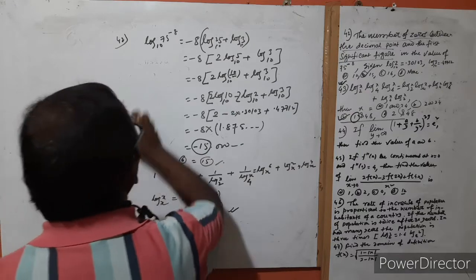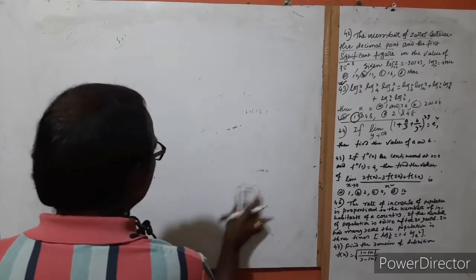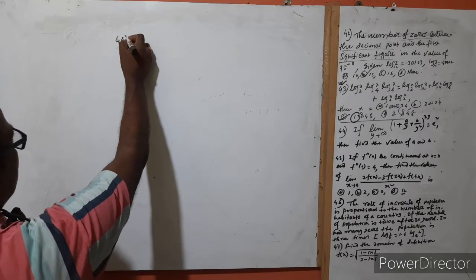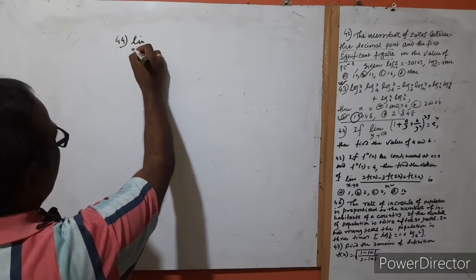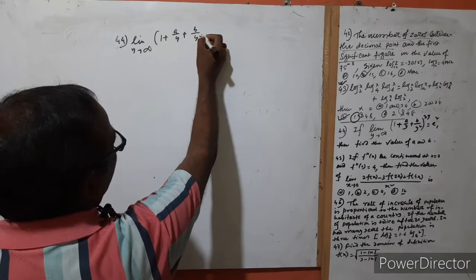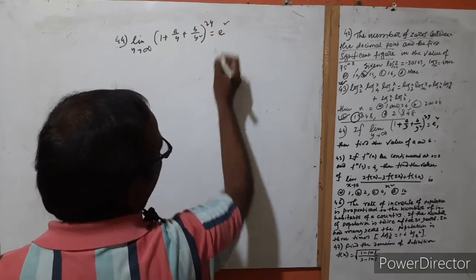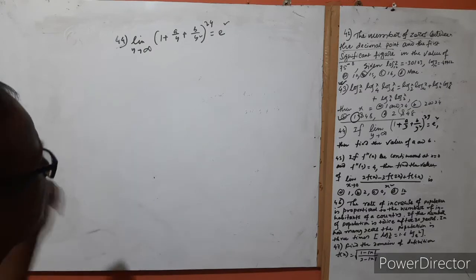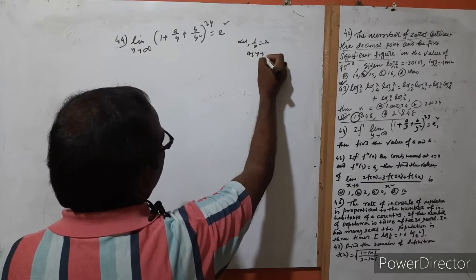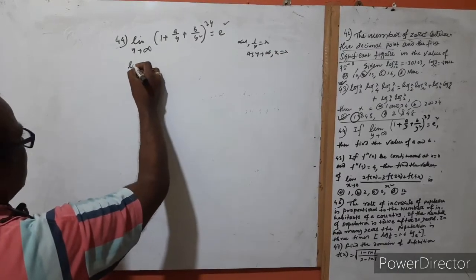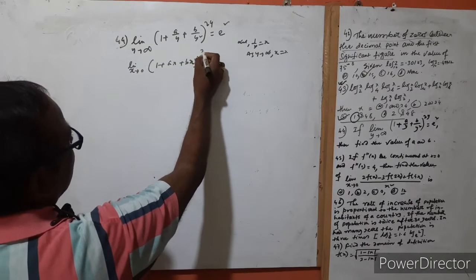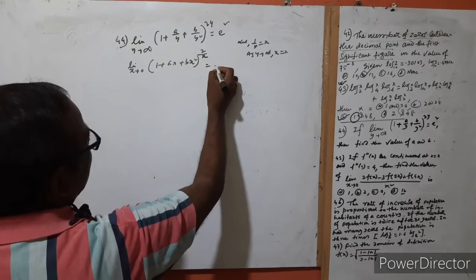Now 44, a very interesting question. Limit y tends to infinity of 1 plus a by y plus b by y square, whole to the power 2y, equal to e square. Then find a and b. Let 1 by y equal to x. As y tends to infinity, x tends to 0. So this is x tends to 0, 1 plus ax plus bx square to the power 2 by x, and this is e square.